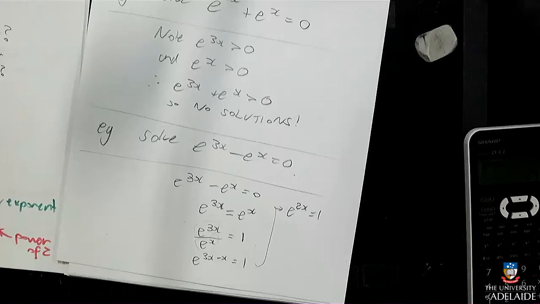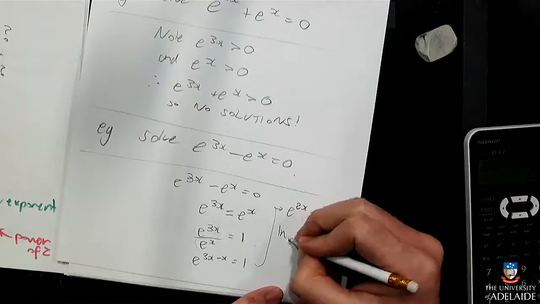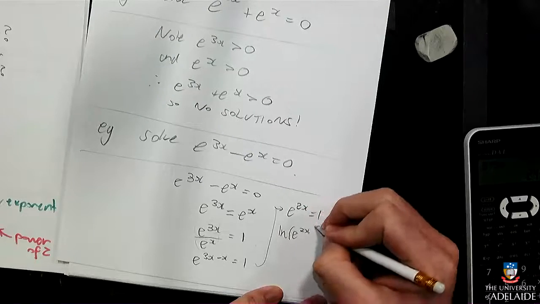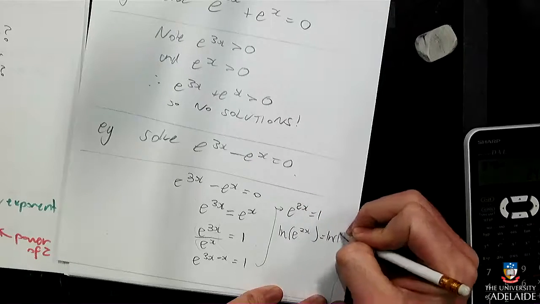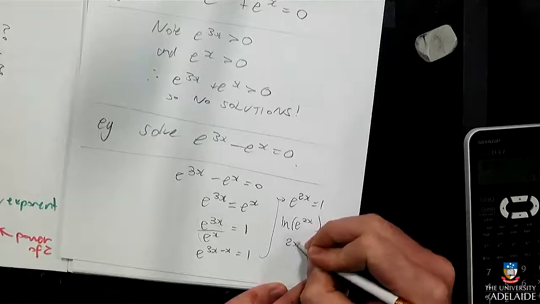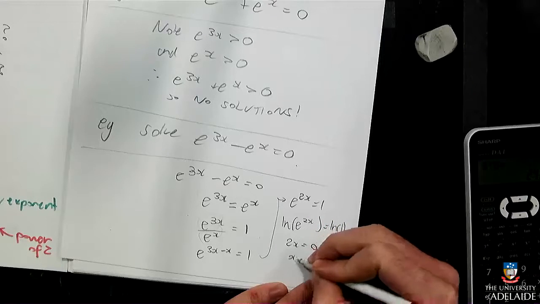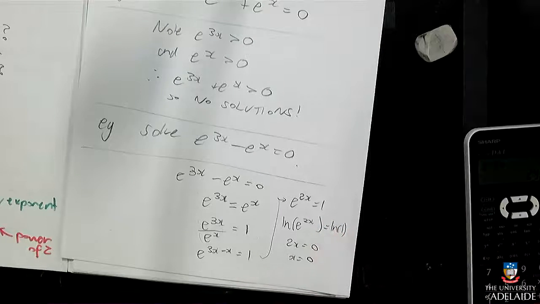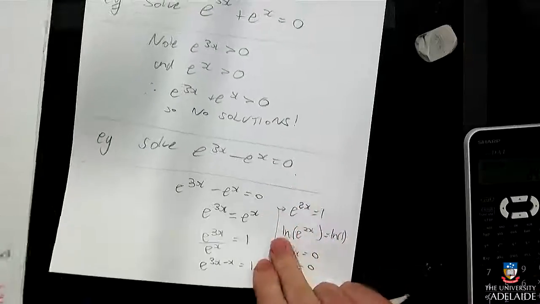And I can get rid of the e by doing ln, because ln is the opposite of e to the x. And so we get 2x equals ln 1, which is 0, and we divide by 2, we get x equals 0. Nice.